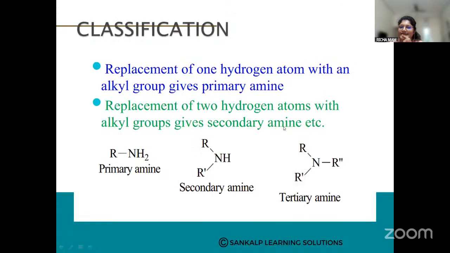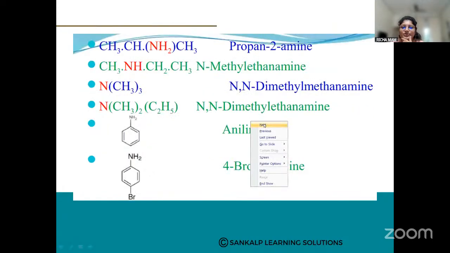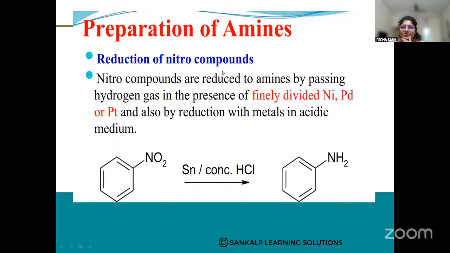Then we have seen the classification of amines. Basically, they are classified as primary amines, secondary amines, and tertiary amines, based on how many hydrogen atoms are replaced by an alkyl or an aryl group. Then we have seen the nomenclature, how to name the amines. Then we have also discussed the preparation of amines, how we can prepare amines.